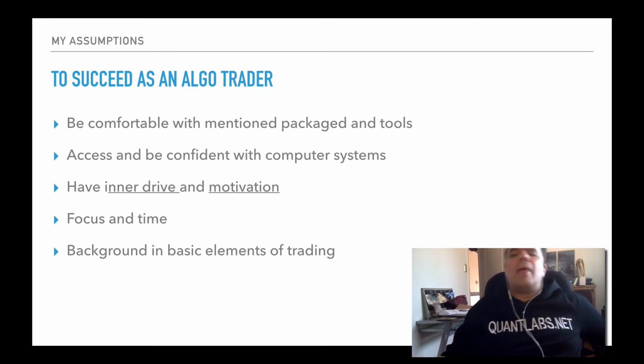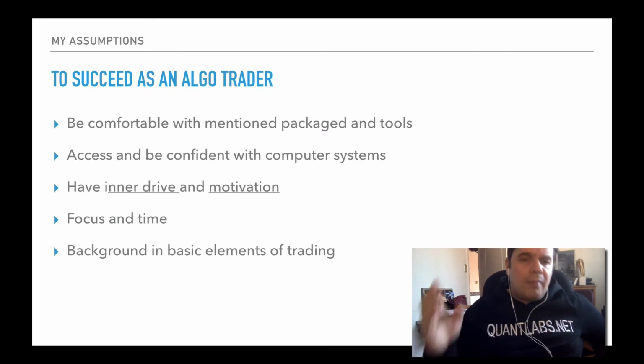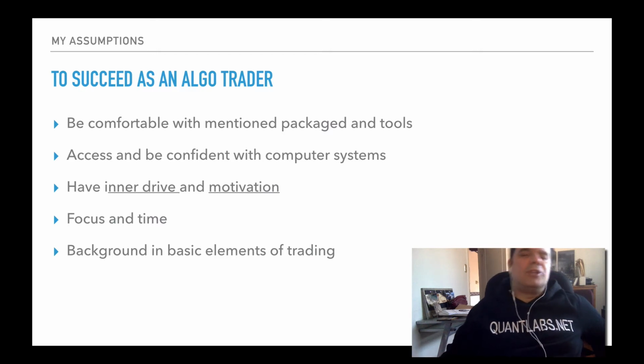Now, here's what I'm assuming you've got to succeed as an algo trader. We've got a few requirements to make sure you have. First, be comfortable with the mentioned packages and tools. You have access to and are comfortable with computer systems. You also have an inner drive and motivation. That's so key. You have to have the focus and time, and the basics and elements of trading.